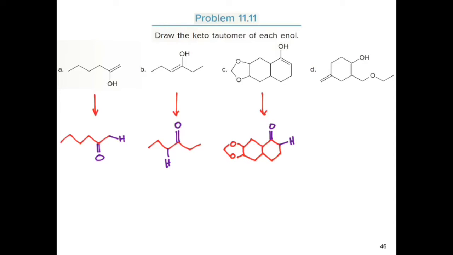And then finally over here, we have the hydroxy group and the double bond. And so we're going to have a double bonded oxygen, and then the hydrogen will be moved to this carbon right here.